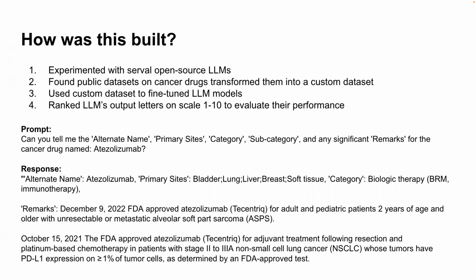So how did we build this? Well, first we experimented with several open source LLMs. We then found public data sets on cancer drugs and transformed them into a custom data set. We then used that custom data set to fine-tune the open source LLMs. Finally, we ranked the LLM output letters on a scale from 1 to 10 to evaluate their performance. Below, you can see a prompt and response, which is an example of fine-tuning data we use to feed into the LLM. In this case, we're just asking for some details about a drug, and we expect the LLM to know some details about when the FDA approved this drug and when it's indicated to be used.